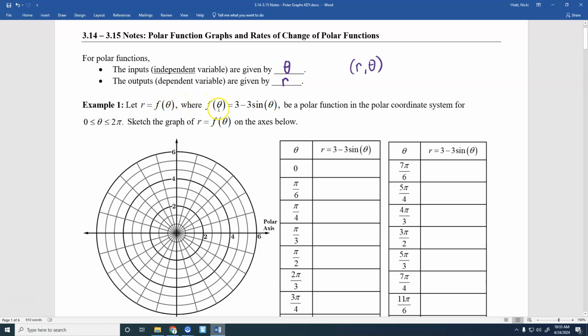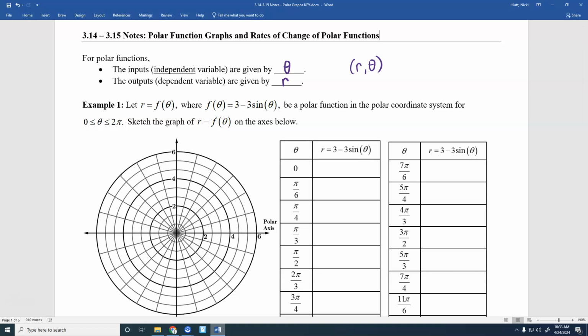So let's look at this example where f of theta equals 3 minus 3 sine theta. It is a polar function, and we are going to sketch the graph from theta from 0 to 2 pi. You are not going to have to graph one of these by hand on the exam. It's guaranteed. They said that the sketching of polar coordinates will only be asked in a multiple choice question. However, I think it's helpful to see one to see what's happening here.